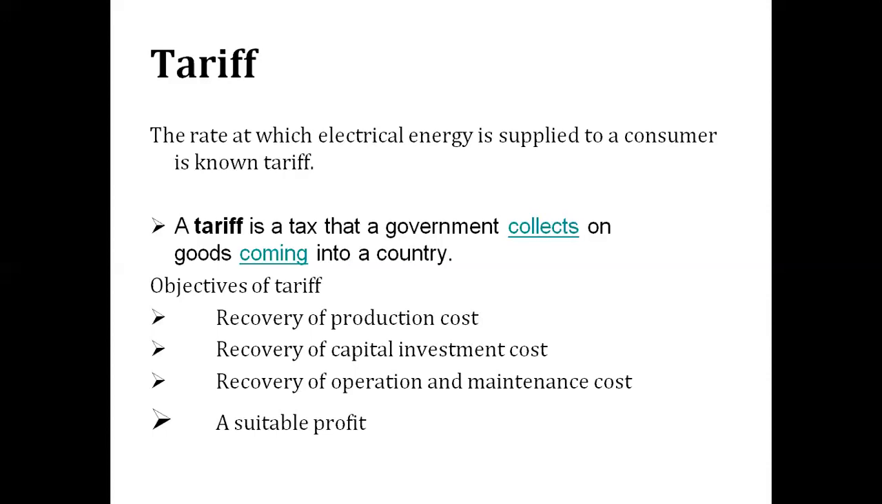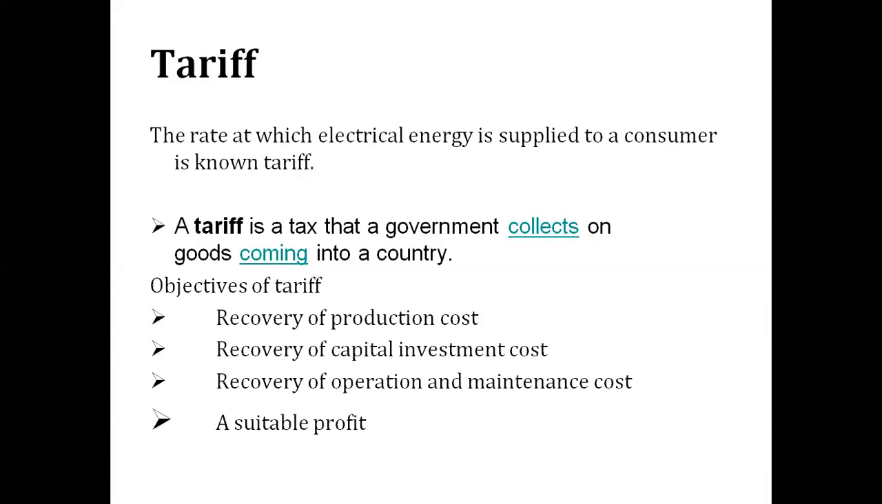That means recovery of capital investment cost. Third is the recovery of cost of operation and maintenance of supply of electrical energy, that is metering, equipment, billing, etc. And the fourth one is a suitable profit on the capital investment. The capital investment that we have made, we have to earn a suitable profit on it. So what are the objectives? The objective of a tariff is to cover the running and the fixed costs along with a reasonable profit, depending upon the consumers.